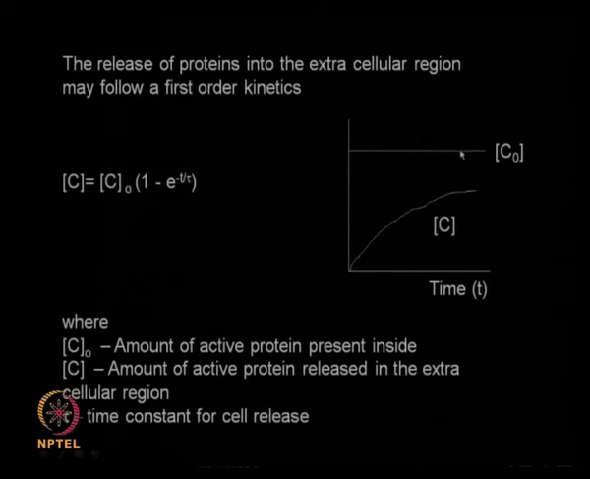C naught is the maximum concentration of the product present inside and it is getting released slowly as a function of time, and this is assumed as a first order relationship which is given by this particular equation, and this is a typical first order relationship, and tau is called the time constant for the cell release. So tau will have the same units as t. So if t is in minutes, tau also will be in minutes, if t is in hours, tau also will be in hours. So you have to remember that units are the same.